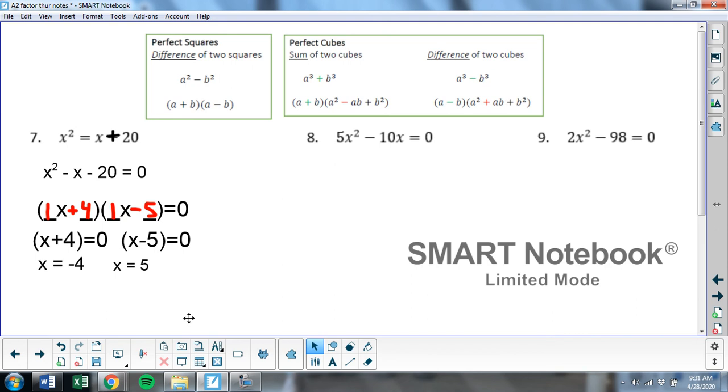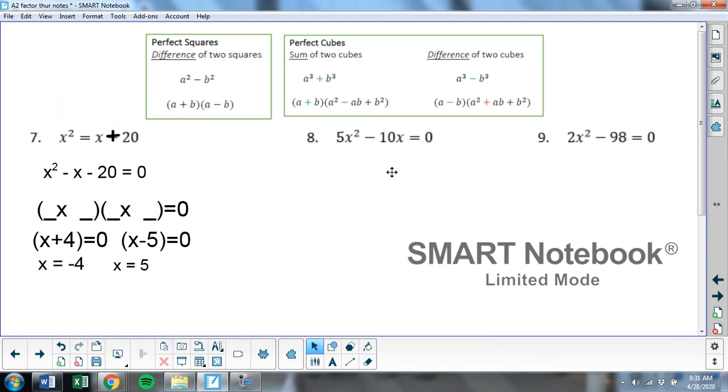Again, you can always check your work by plugging it in. So if I wanted to check 5, I would plug 5 in here. 5 squared is 25. And then I would have to plug 5 in here. 5 plus 20 is 25. And 25 equals 25. So I know this one is correct. And then I could check negative 4 also.